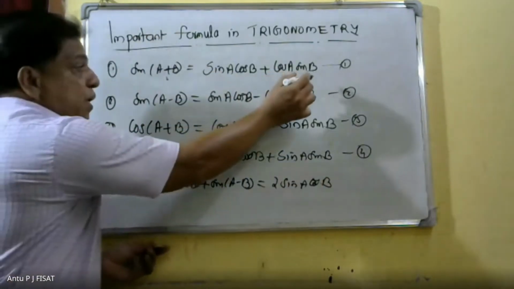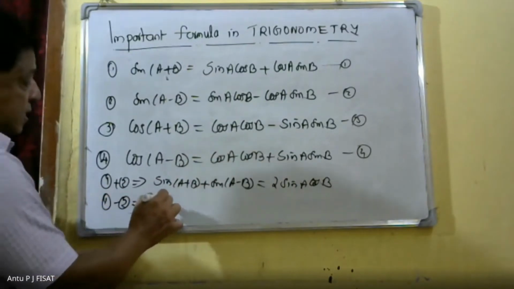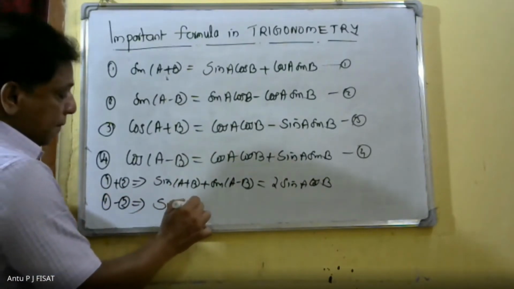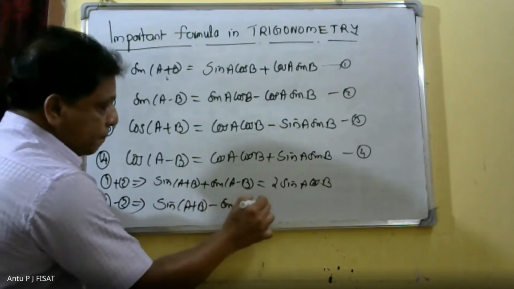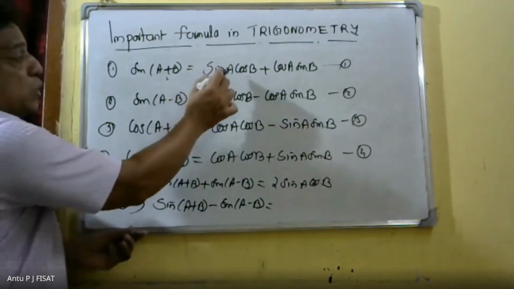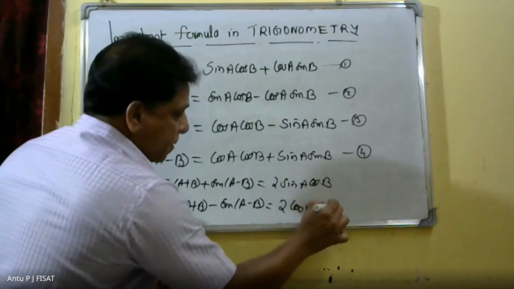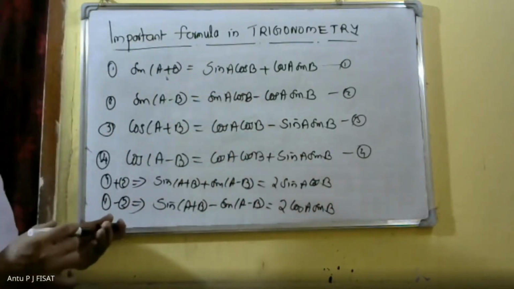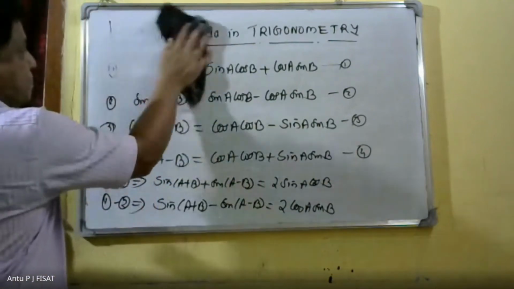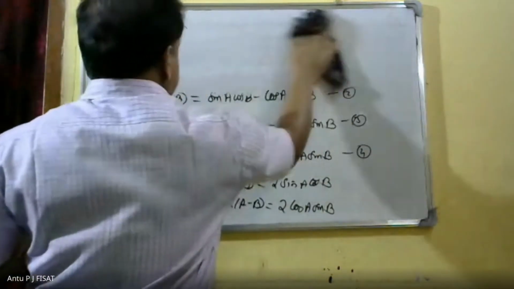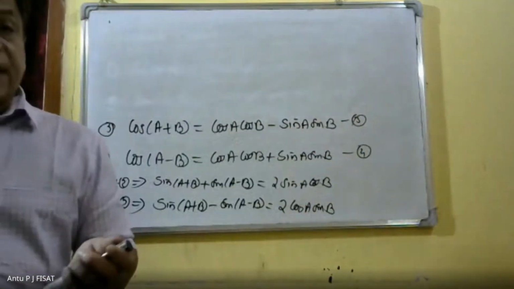Then equation 1 minus equation 2: sin A plus B minus sin A minus B. When we subtract these two equations, we get 2 cos A sin B. Then, adding equations 3 and 4.